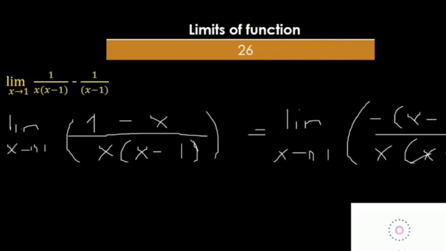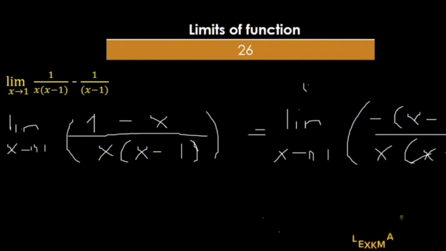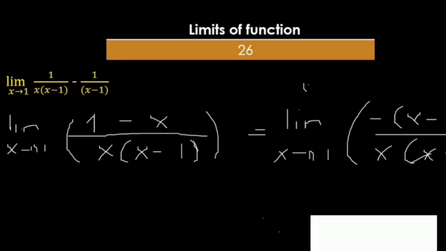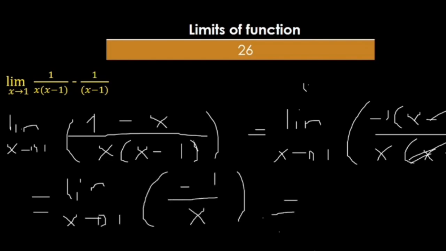We're going to have this and this. Okay, this one is equals to limit as x tends to 1 of what? Minus 1 all over x. The answer will be equals to minus 1. Okay, let's proceed to the next question.